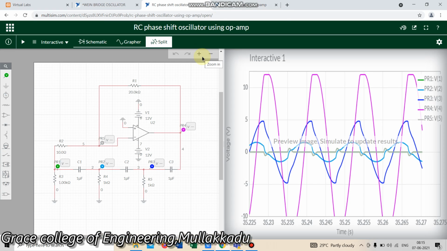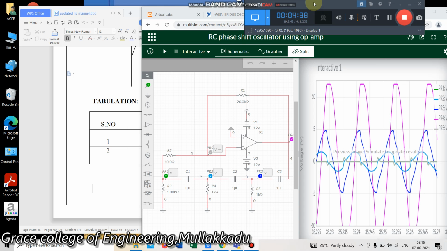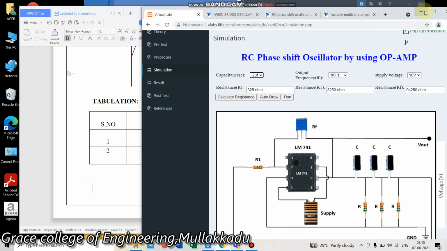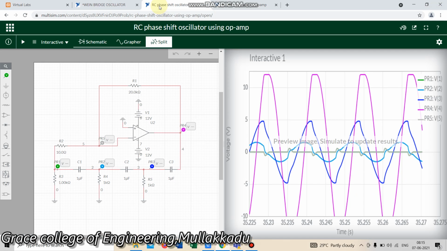See, this is the output for the RC phase shift oscillator, and using Multisim Live, I have shown the RC phase shift oscillator output. This is the RC phase shift oscillator. You can see the RC phase shift oscillator using this Multisim Live. You can draw the schematic using these components and connecting them together.